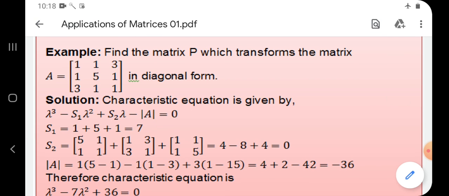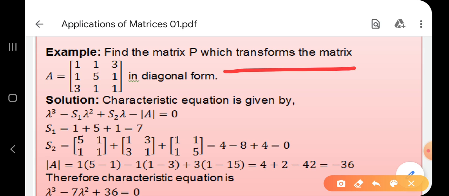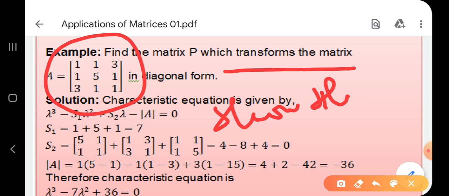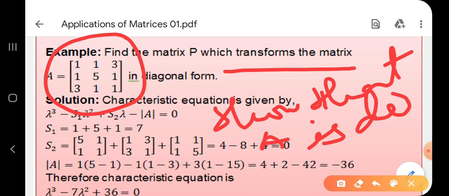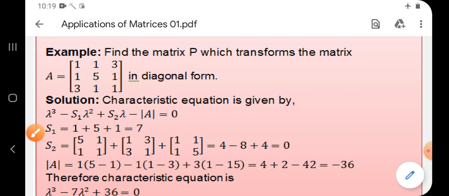The question is: find matrix P which transforms the matrix A, given as 1 1 3, 1 5 1, 3 3 1, into diagonal form. Or the same question may be asked in this way: show that matrix A is diagonalizable and hence find the modal matrix P. So such a question may be asked.